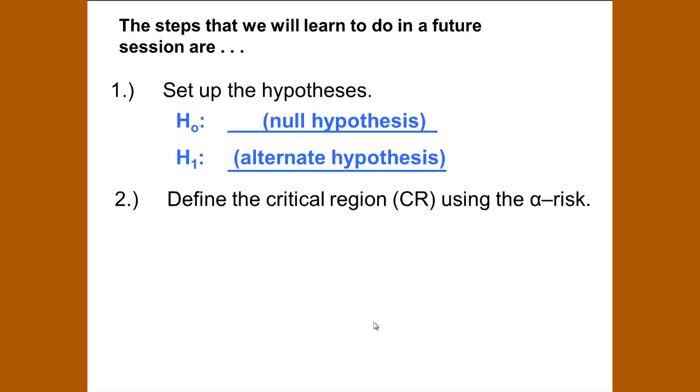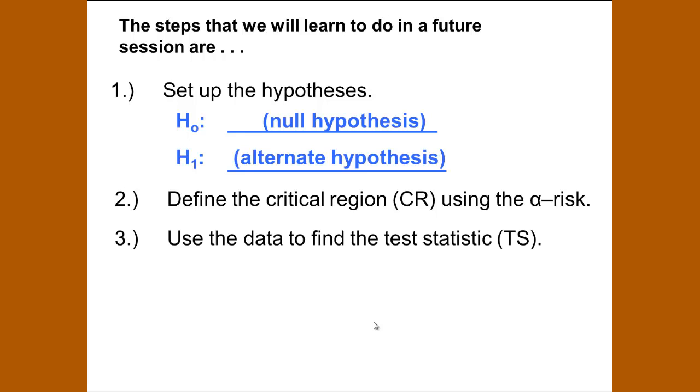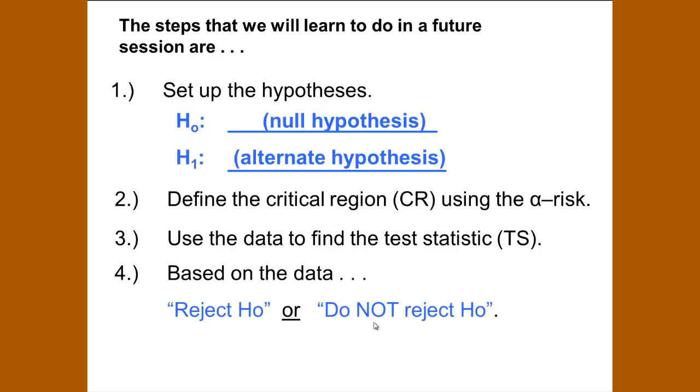2. Define the critical region using the alpha risk. 3. Use data to find the test statistic. 4. Based on the data, reject H0 or do not reject H0, and compare the test statistic with the critical value. 5. Write a sentence in terms of H1. We will complete these 5 steps in the next video.